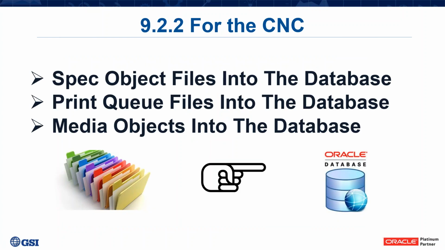And I mentioned previously that in 9.2.2, the spec objects are going into the database. Don't have a choice about that. Print queue files can go into the database. Now you can store print queue files in the database exclusively, or on the file system exclusively, or in both locations simultaneously.